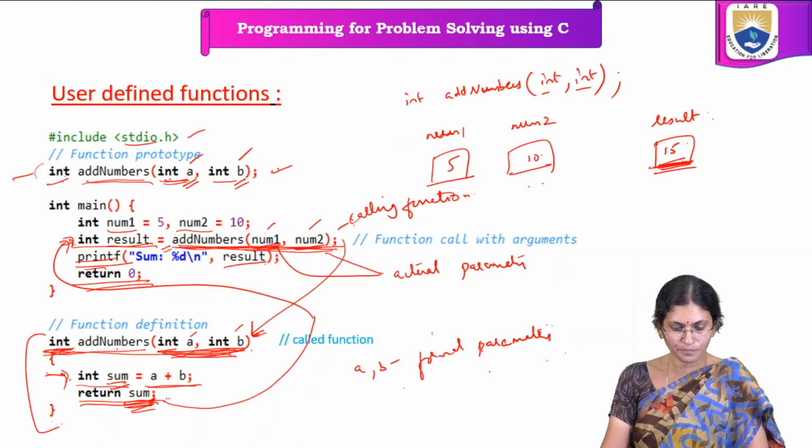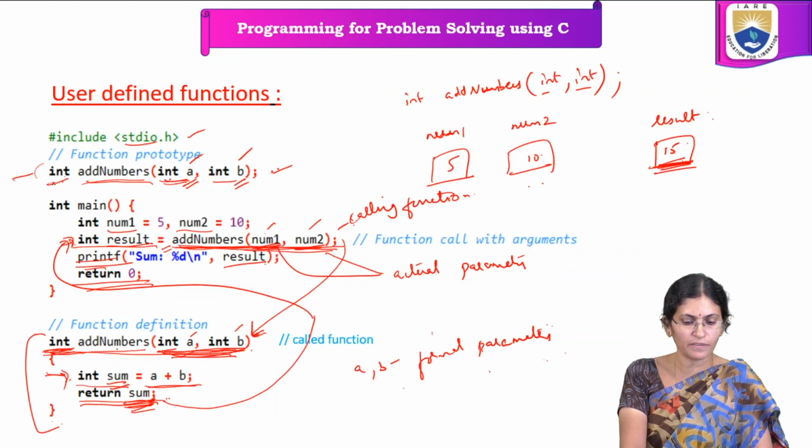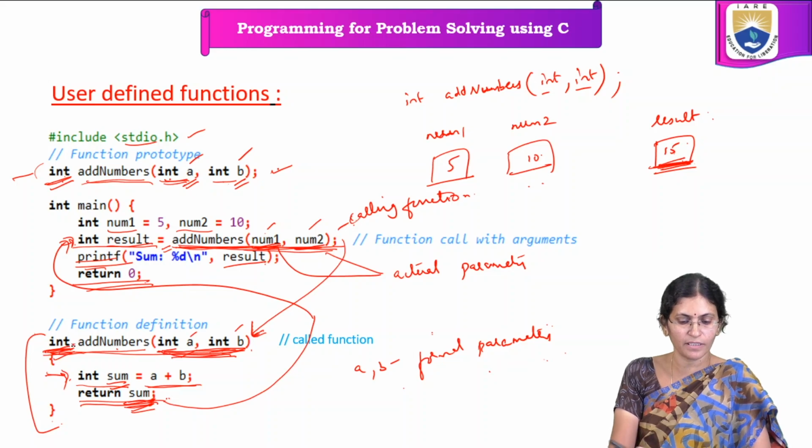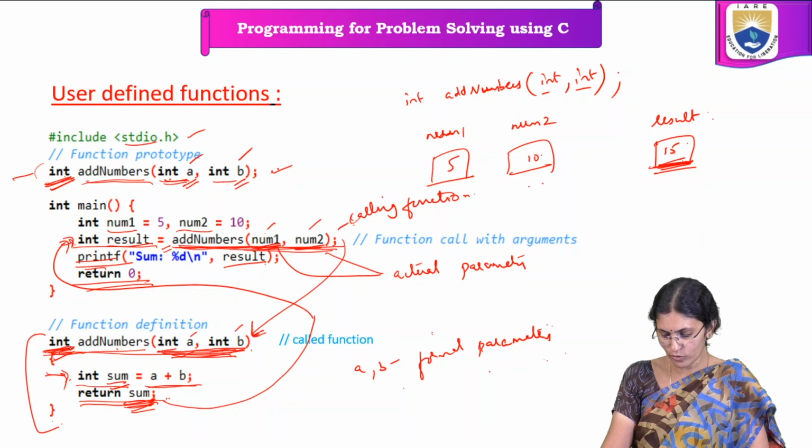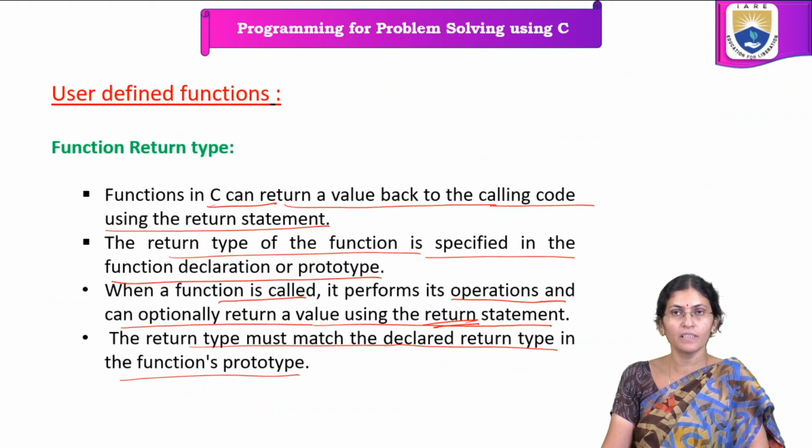As we have seen, the compiler will check whether the return type declared here and whatever is there in the function definition are the same or not. Otherwise it will give an error.